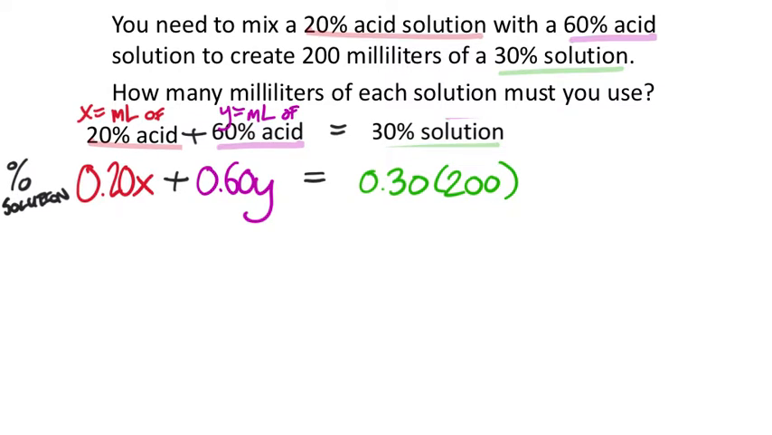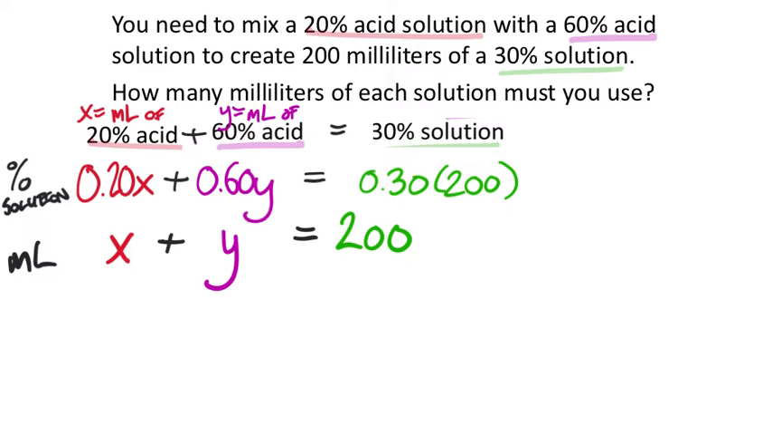Now, for those of you science nerds who already know what that is, it's the percent times the amount. Mathematically we would say it's percent milliliters, but again, that just doesn't make sense in my head. The next equation is based off of the milliliters. The 20% acid is x milliliters, and the 60% acid is y milliliters. If we add those together, we should get the final mix, which is 200 milliliters. And that is our system of equations.